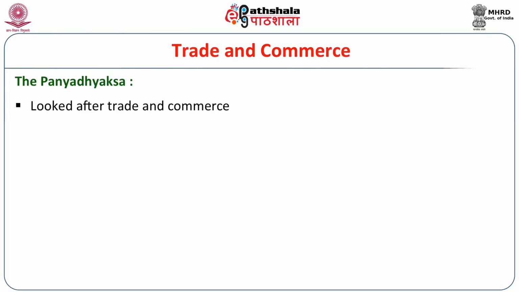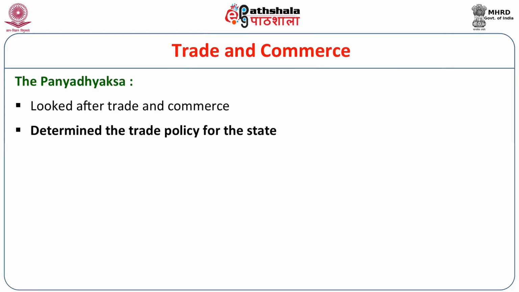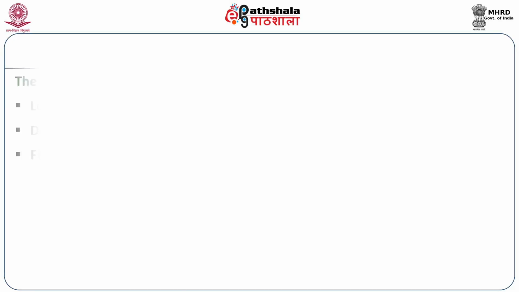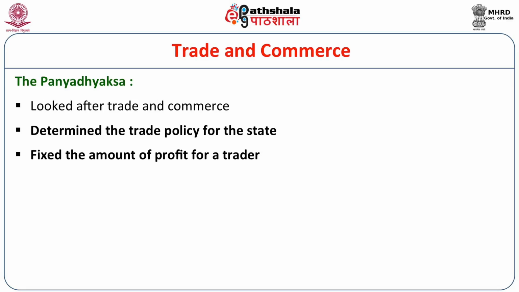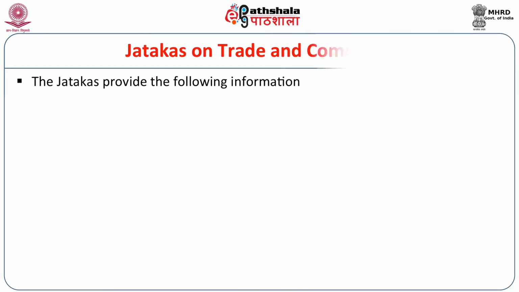Pannodhaksha, another high-ranking officer of the Mauryan government. He was to look after trade and commerce. It is very clear from the name of the officer, Pannodhaksha. He was dealing with pannas, that is commodities, determining the trade policy for the state as well as for the trader also. As I told you, both the state's share as well as the trader's share were looked after by the government.